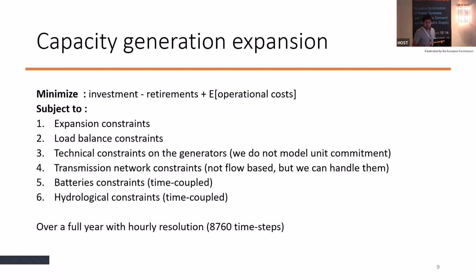Now, in terms of constraints, we have the following. This problem is going to be subject to some expansion constraints, so some constraints on the maximum amount of capacity that we may want to invest, and on the maximum retirements. We also have our load balance constraints. We also have some technical constraints on the generators. Here, something that I would like to clarify is that we are not considering a unit commitment model. We also consider transmission network constraints.